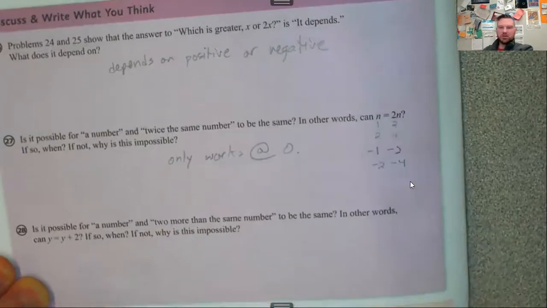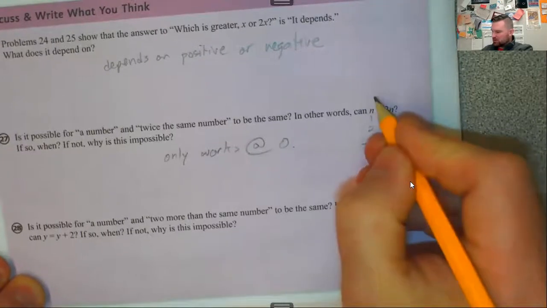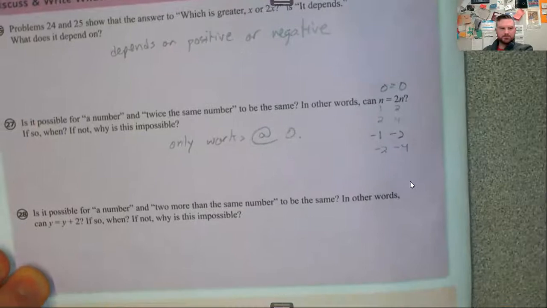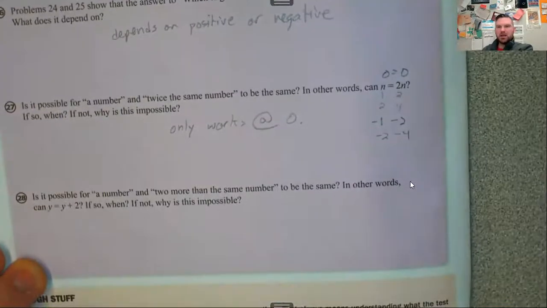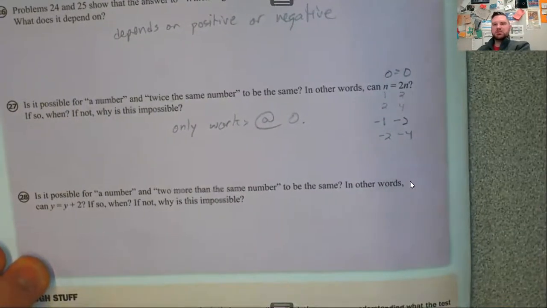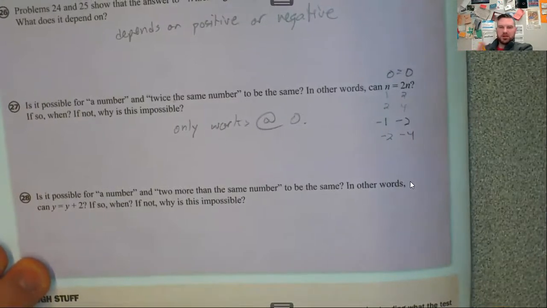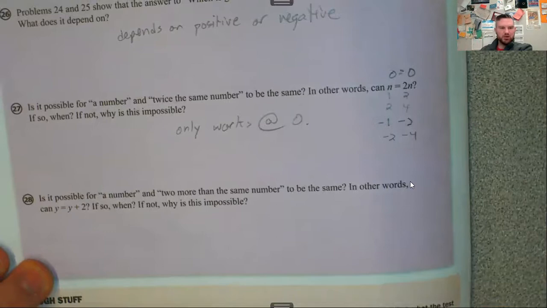It only works at 0 because you get 0 equals, and 2 times 0 is also 0. Okay, and the reason for that is because 0 is 0 units away from 0. Okay, it's kind of the center point.